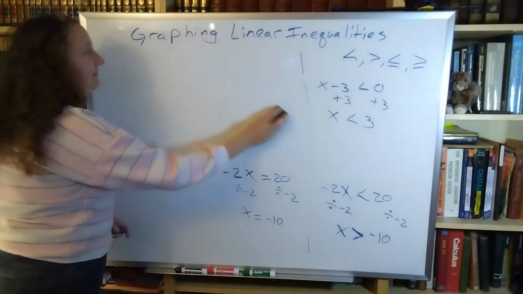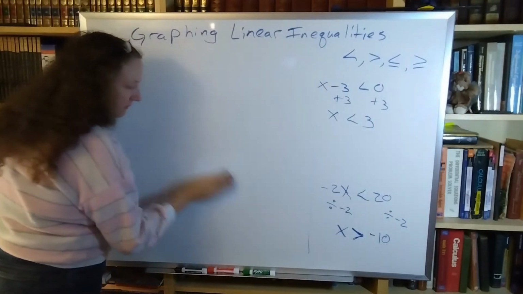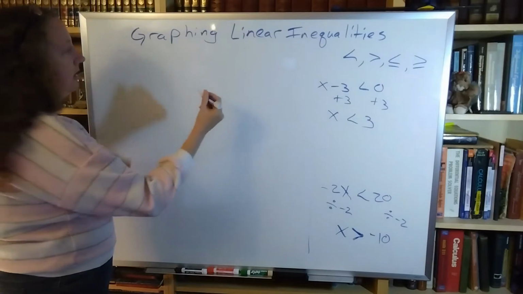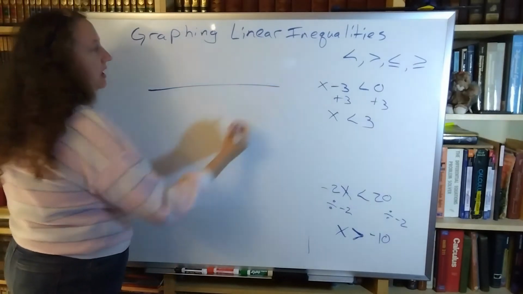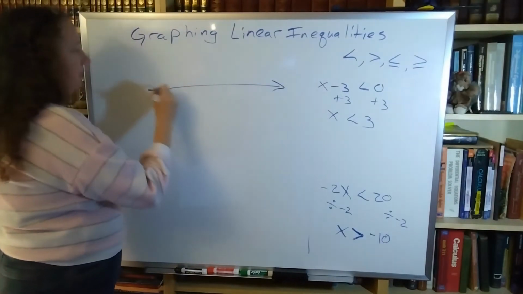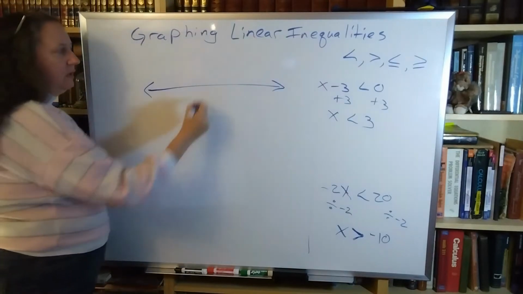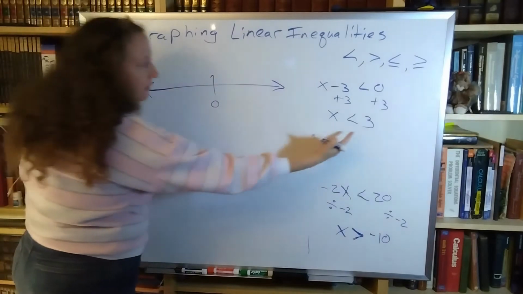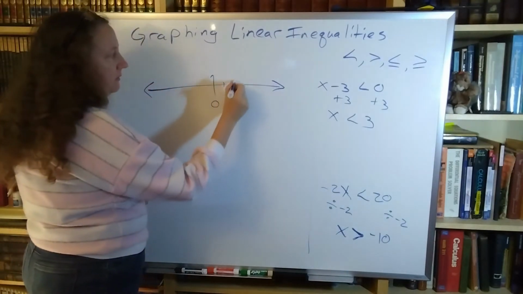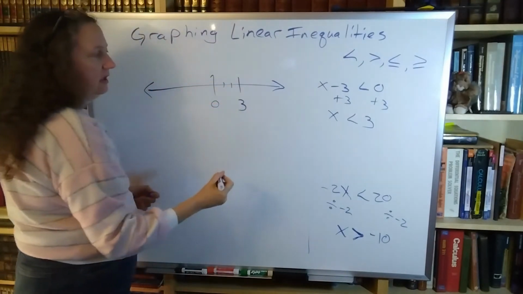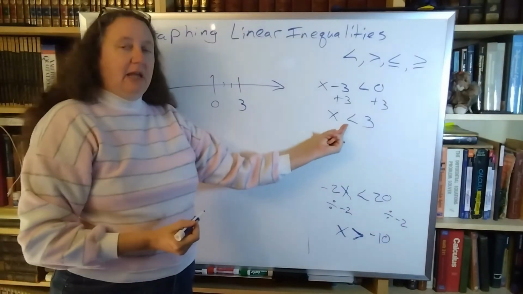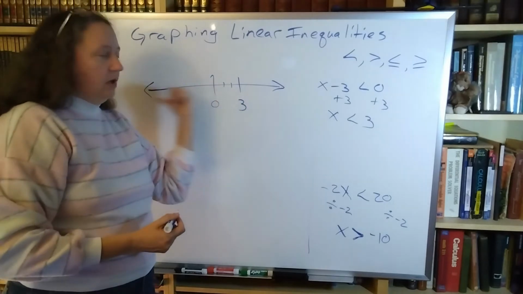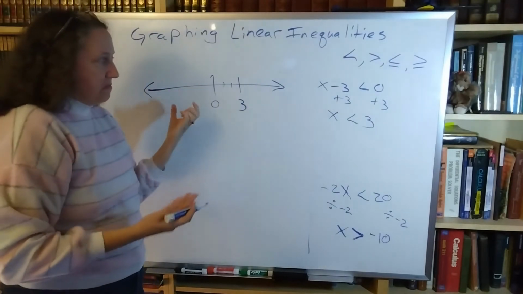Now when you go to graph these, so we have these two that we want to graph. You have your number line, keeps going in each direction. You have 0 somewhere on that number line. And then you find the number you're looking for. There's my 3. And now I want to say that it is less than 3. So which way do I want it to go? Left or right?